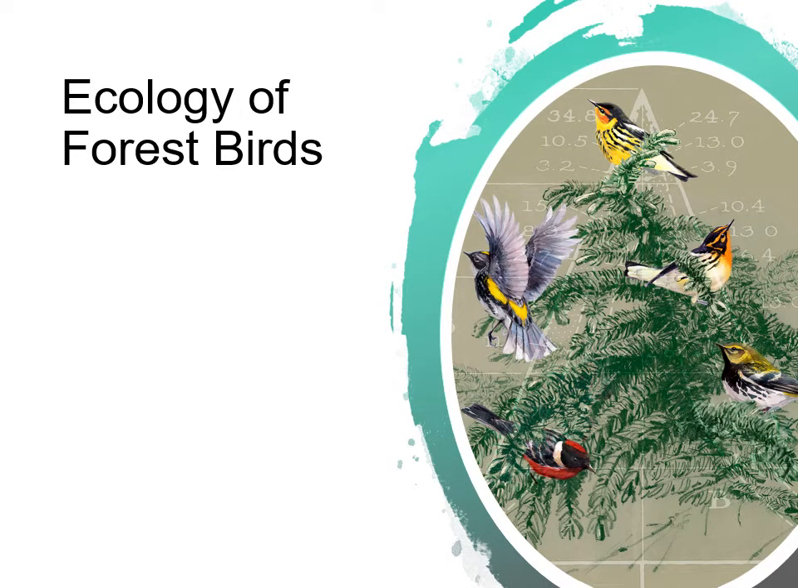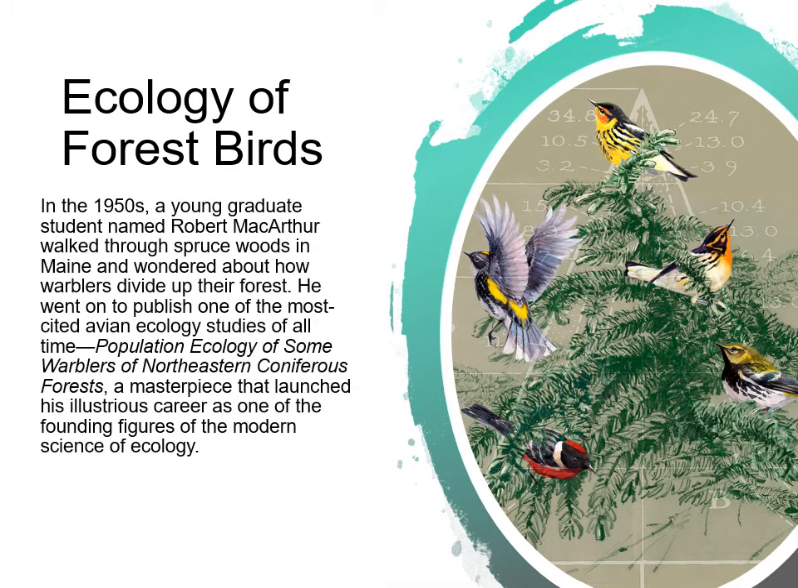One of the first examples in the chapter of a study that they talk about is a classic study that was done by Robert MacArthur when he was a graduate student in the 1950s. He worked in Maine in the spruce woodlands, and he was interested in basically how things are able to coexist in the same environment without competing with each other. And he looked at these really cute little songbirds.